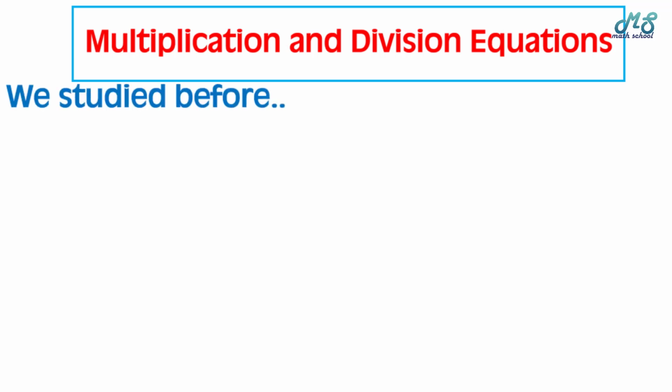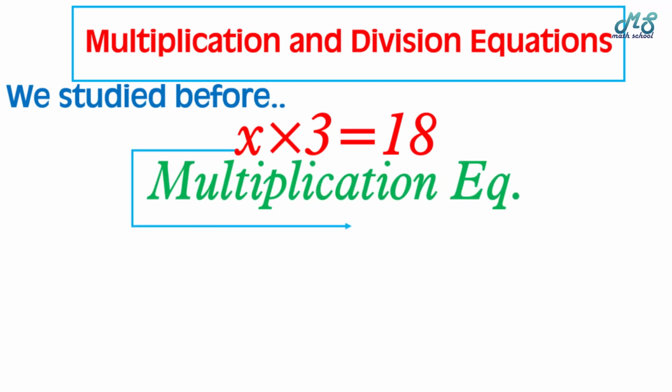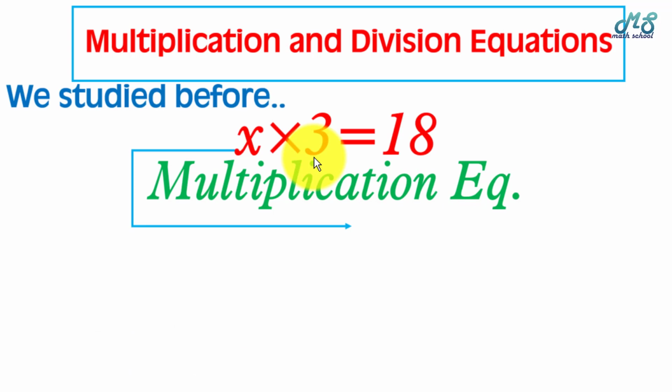Next, guys, multiplication and division equations. We studied before that x times 3 equals 18. This equation is called a multiplication equation. By the way, guys, x times 3, we can write as 3x. Now we can write this equation as 3x equals 18. If I ask you about 3x, what's the relation between x and 3? It means 3 times x.